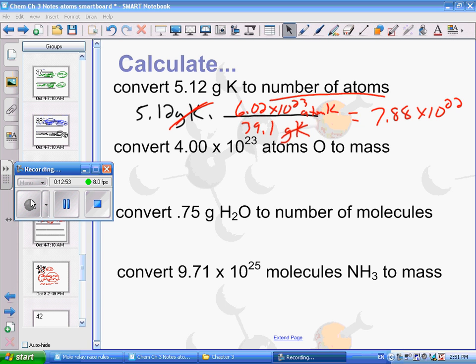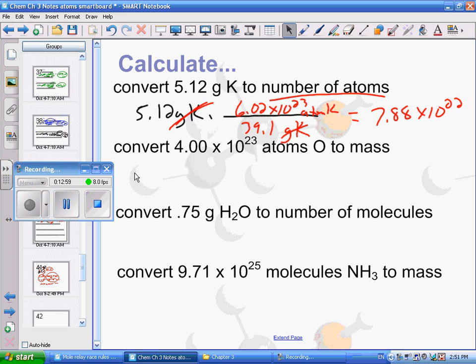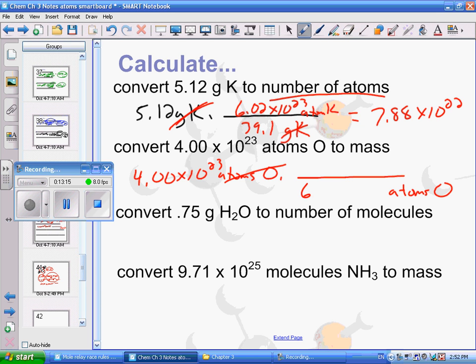Okay, let's try every one on this page. I think that's going to be helpful. So if we go 4.00 times 10 to the 23rd atoms of oxygen. So now I got atoms here, so atoms go on the bottom. What number is always associated with atoms, molecules, or ions? And that answer is 6.02 times 10 to the 23rd. And I'm going to mass, so I better put grams of O on top, and that is 16.0.